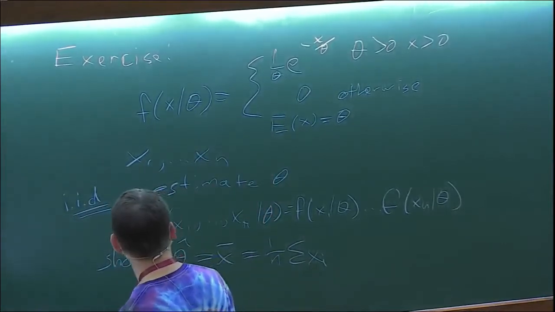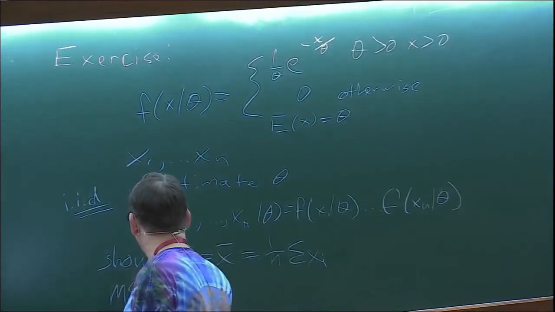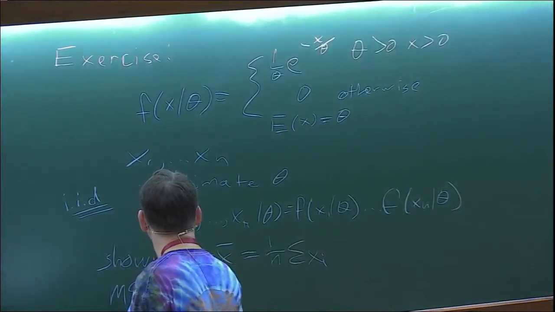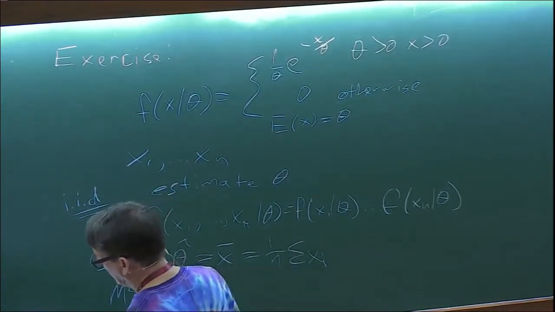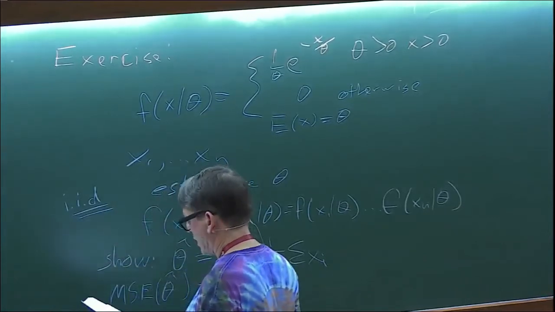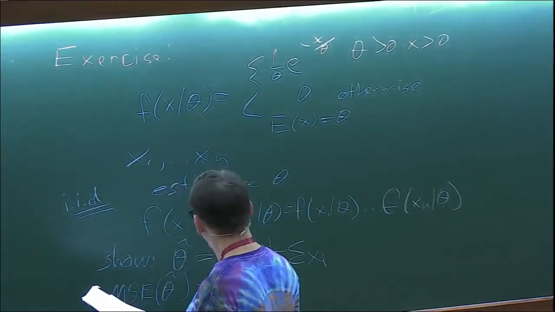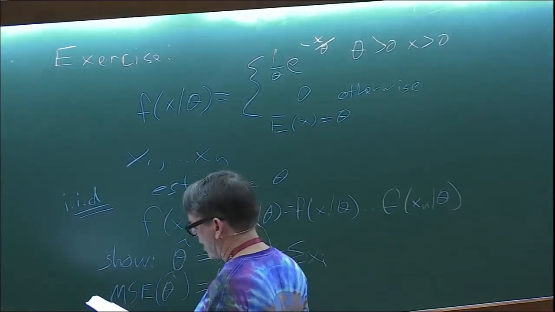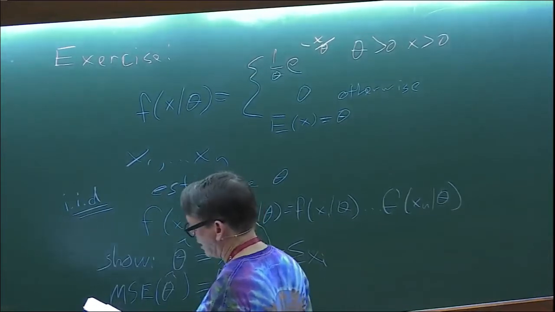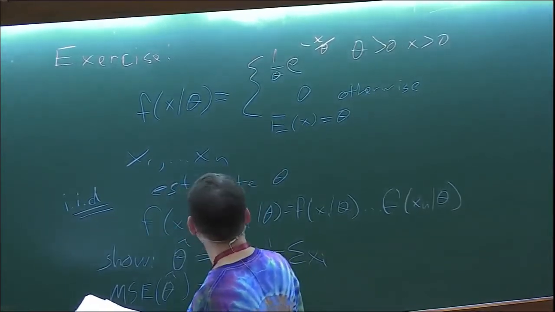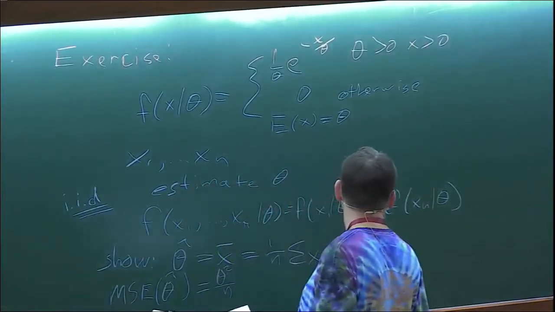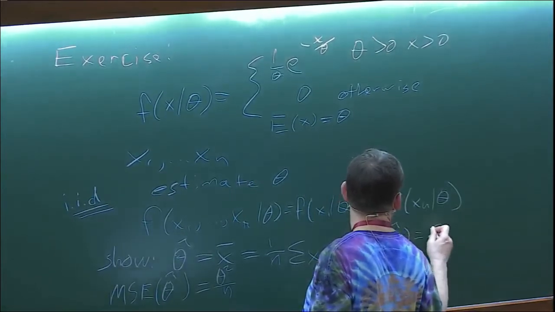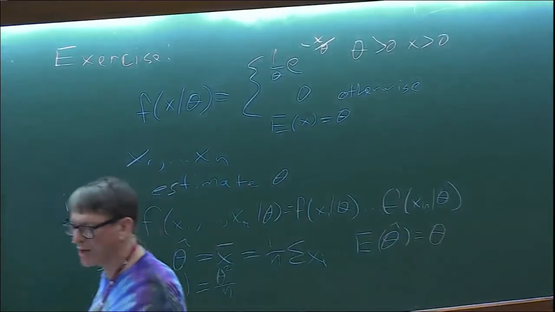Okay, and furthermore, you can then easily get the MSE, and you can show that the MSE of theta hat is equal to theta squared over n. And you can also check that, in fact, in this case, it's unbiased. The expectation of theta hat equals theta. This is a very straightforward calculation.